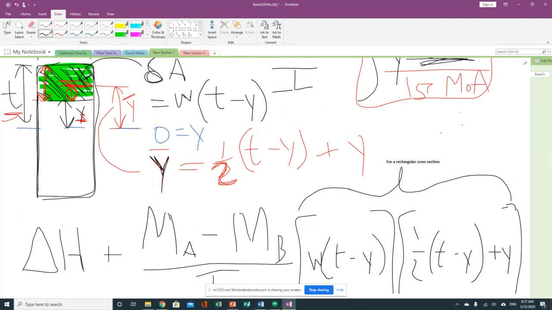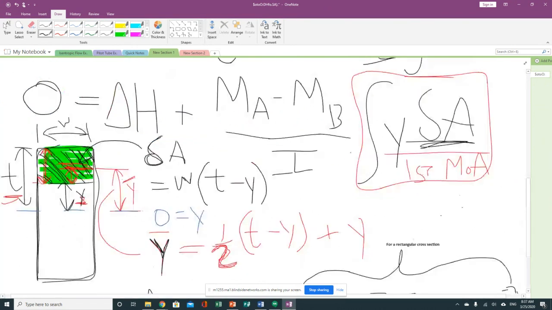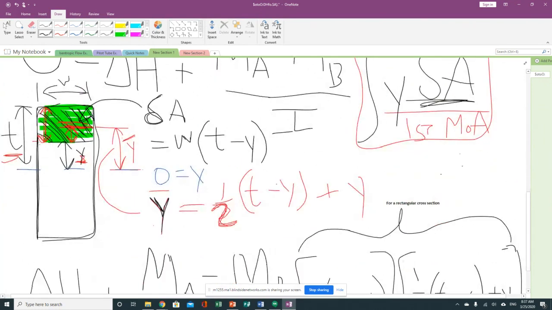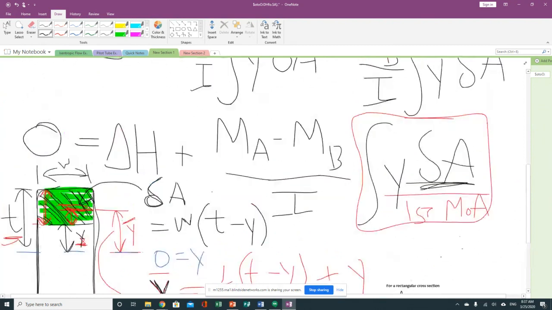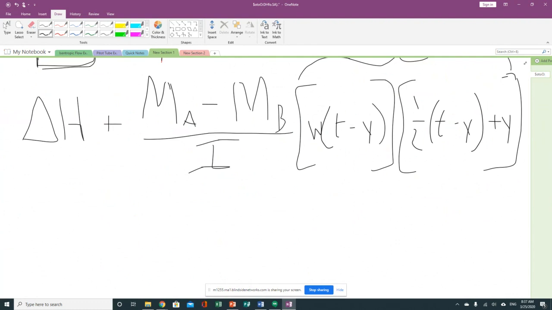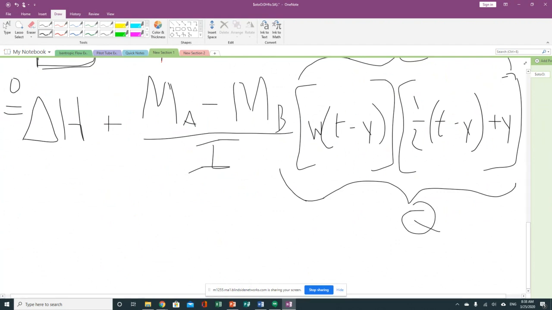But in the grand scheme of things, what I'm trying to say is that this integral y dA is the first moment of area, and it's something that we can find. It's something analytical, something we can just figure out. So as a result, to generalize this, I'm just going to call my first moment of area Q. All right. Cool. And I'm also going to solve for my shear force.